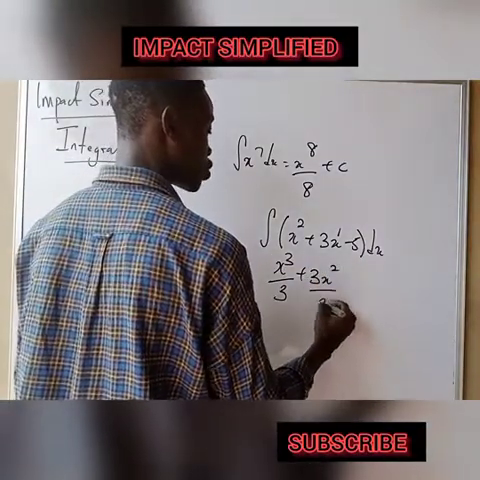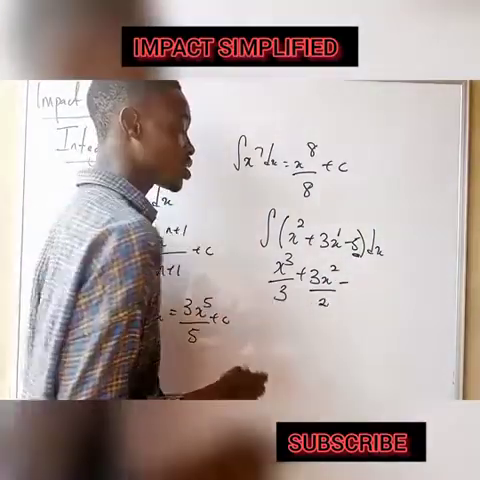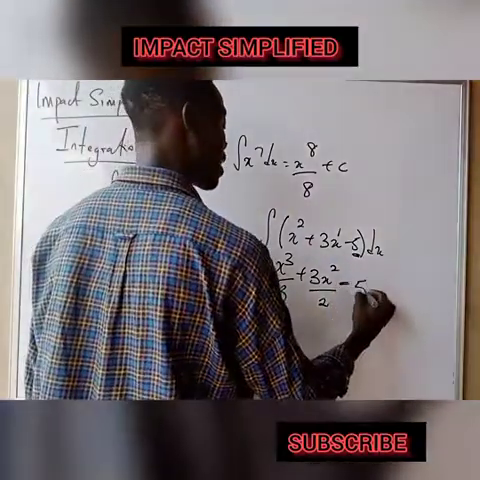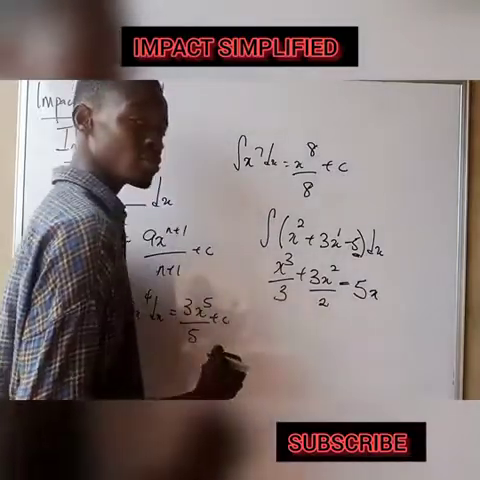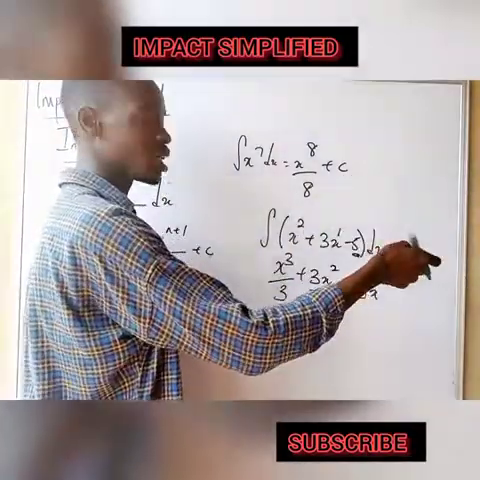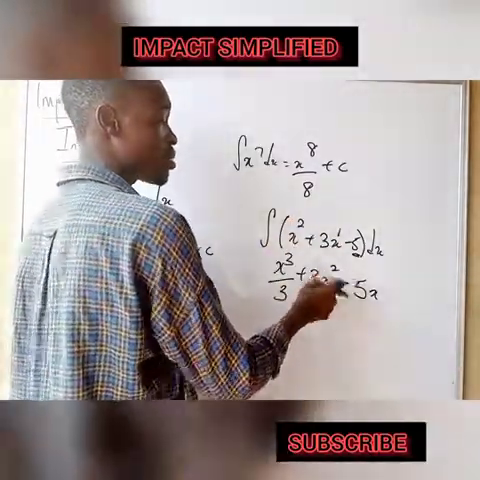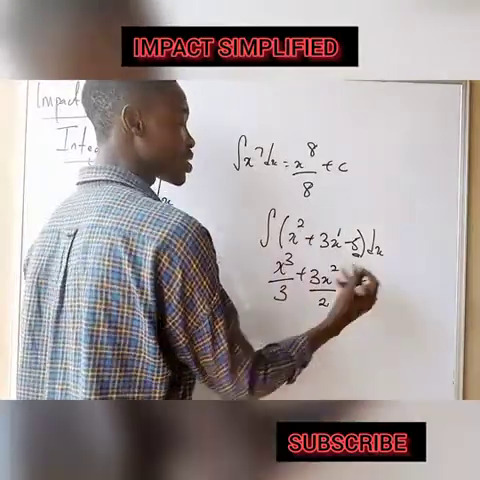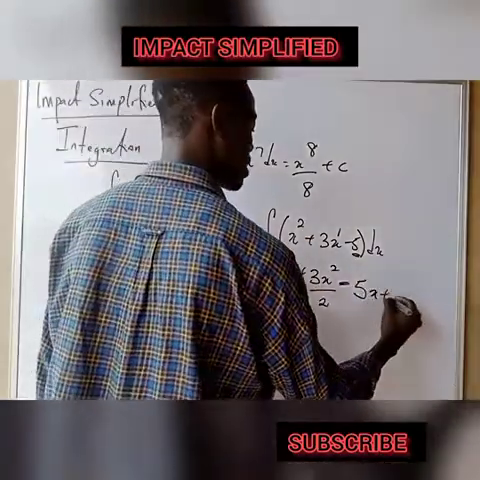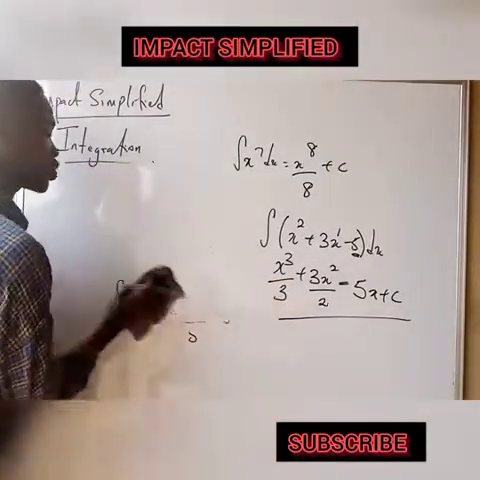3x squared over 2. But we need to know that anytime you are integrating a constant, the integral of a constant is constant times x. Do we get that? Don't forget, anytime you are differentiating a constant, the differential of a constant is 0. But here, anytime you are integrating, you add a variable to it, and then we have c. It's simple. Do we get that?